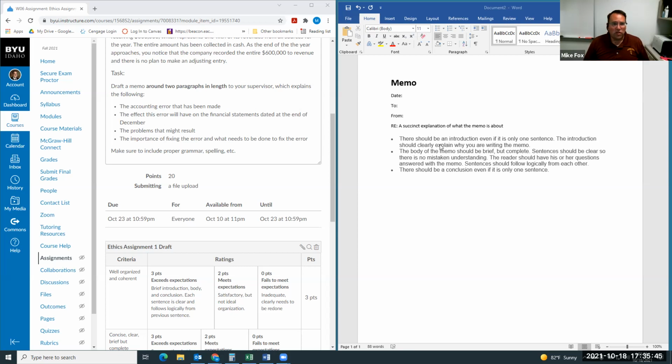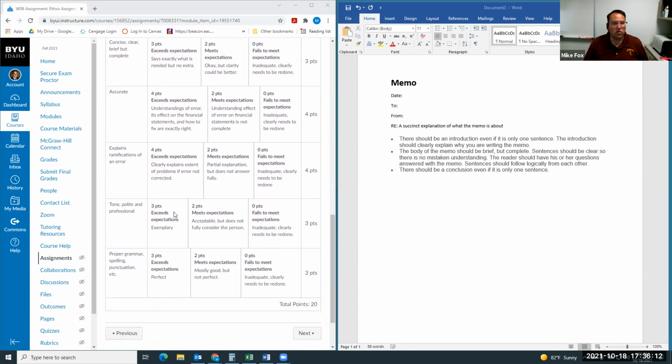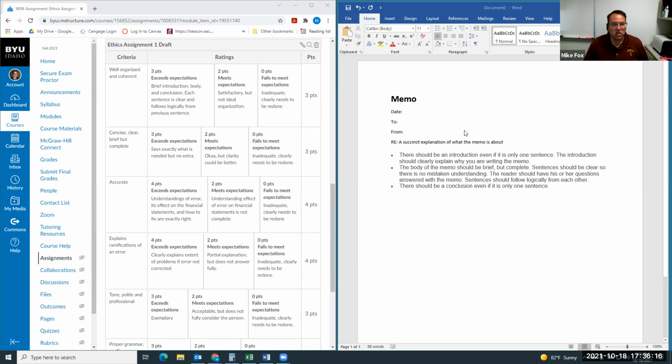I hope this helps explain to you what's expected. Again, if you follow the rubric, that's what I'm grading based on. So if you give a brief introduction, a body, and a conclusion, and each sentence is clear and follows logically from the previous sentence, that's full points. If you're concise, and say exactly what you need to without extra, full points, and so forth. So just follow this rubric and follow this little template I've given you, and you should do pretty well.